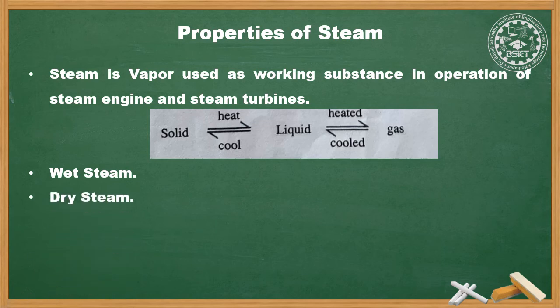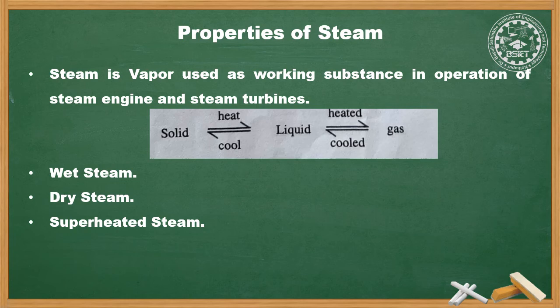Second, dry steam. When steam contains no moisture, it is called dry steam or dry saturated steam. The temperature of dry steam is the saturation temperature. And the last is superheated steam. If dry saturated steam is heated, its temperature starts increasing. This higher temperature of steam is known as the superheated temperature, given by T_su.